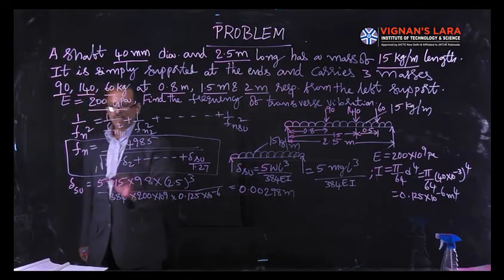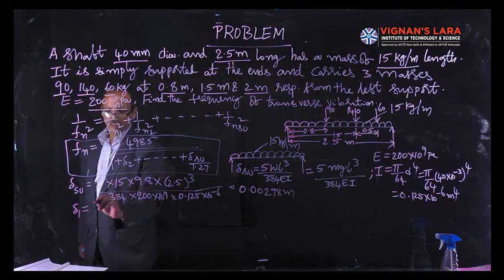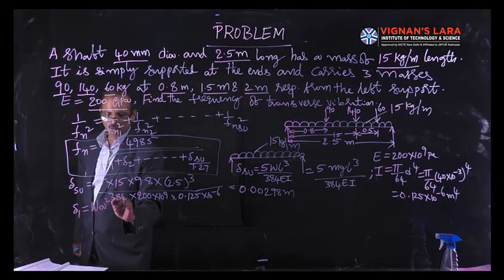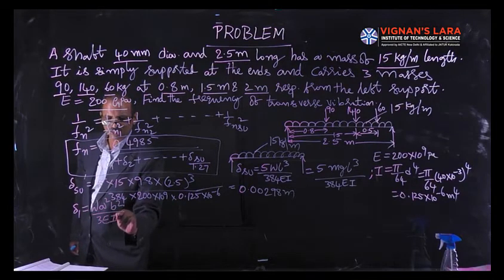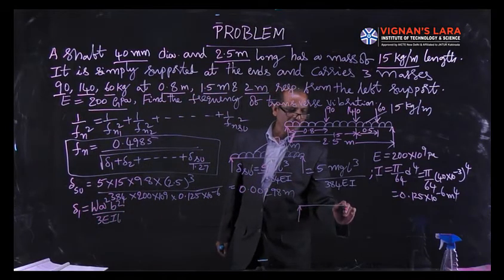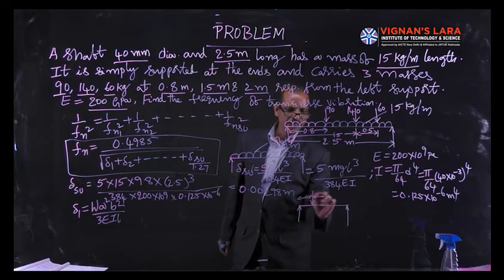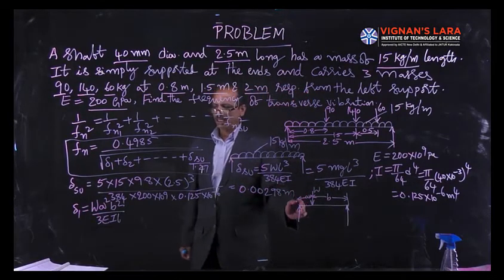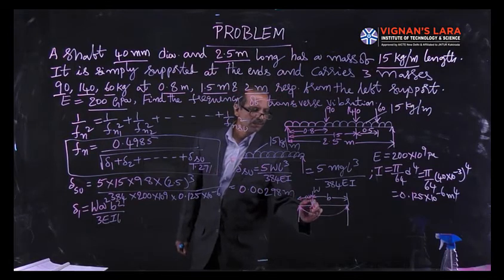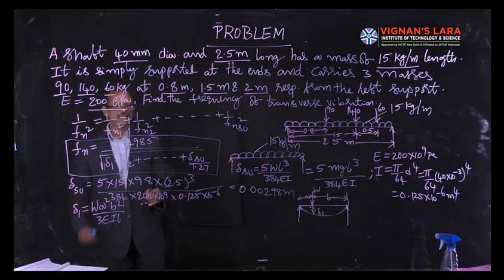Then coming to the delta 1, delta 2, those things. So what is delta? We know that delta equation is W A square B square by 3 EIL. This is what just now we have written. If it is a simply supported beam with a point load at a distance of A and B, if there is a W load, then we know that the deflection here, delta 1, is W A square B square by 3 EIL.